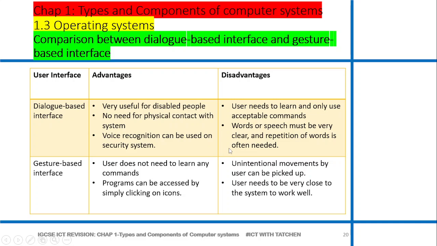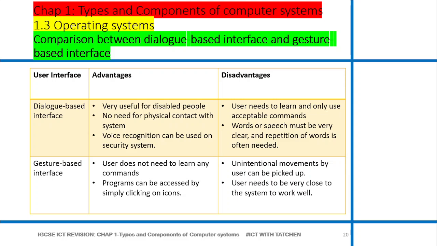Now, the next thing is to compare the dialogue-based interface and the gesture-based interface. The advantages of the dialogue-based interface are that it's very helpful for disabled people. You don't need any physical contact to work with it. All you need is to speak audibly and say the right commands, and whatever needs to be done will be done. Voice recognition can also be used in security systems, as I said, so you could automate your security system so that when you speak, appropriate action is taken.